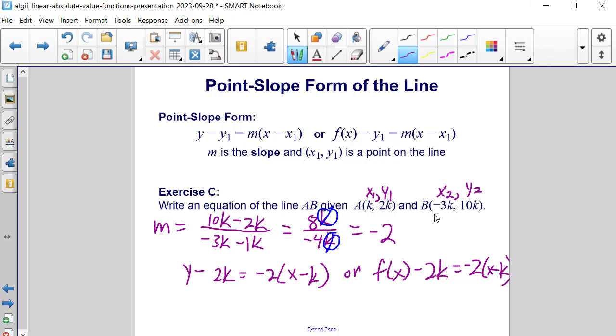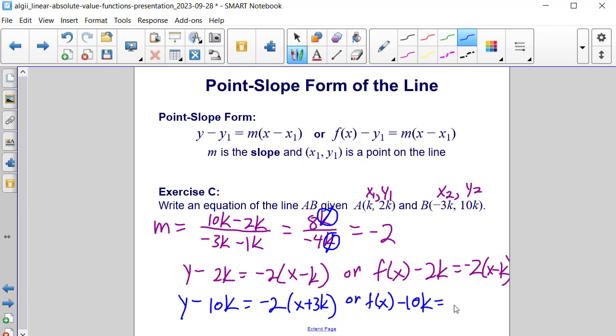Now some of you may be wondering, well, what about point B? Couldn't we write the equation in point-slope form using point B? We actually can. We would have y minus, this time it would be 10k, is equal to negative 2, and then in parentheses x minus negative, which turns this into a plus sign, 3k. And then if we write this in function notation, it would be f of x minus 10k is equal to negative 2 times the quantity of x plus 3k. Now some of you may also be wondering, why can I write this equation with this point or this point?